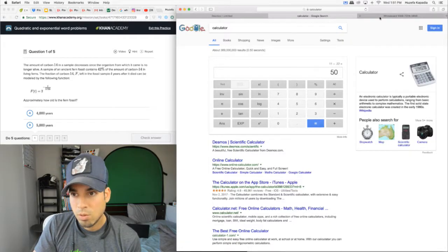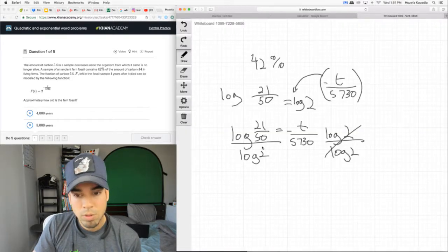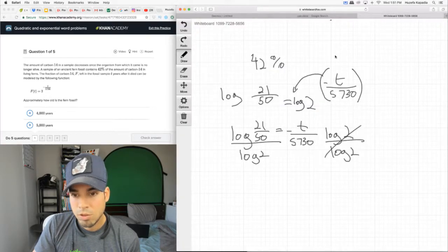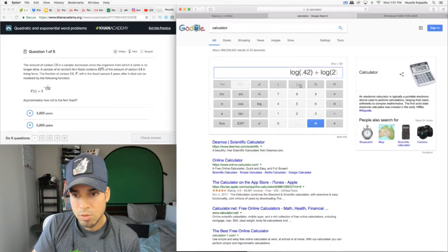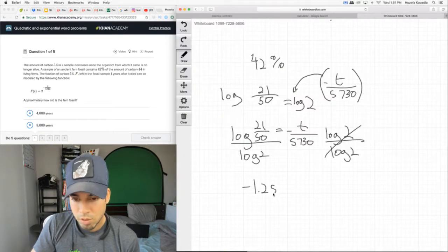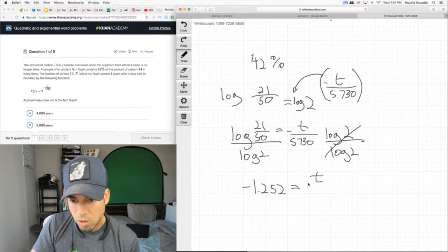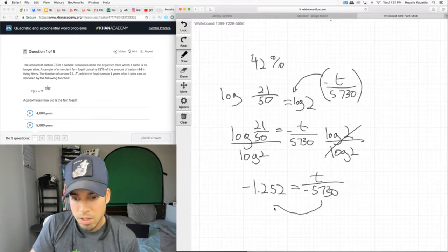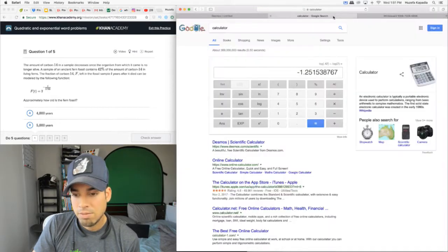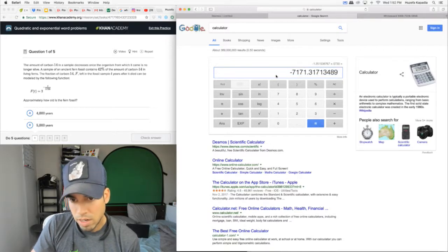It says approximately, right? So we do log of 21 over 50. I'm just going to say log of 0.42. So log of 0.42 divided by log of 2 equals negative 1.252. Negative 1.252, I rounded to the nearest thousandth, equals negative T over 5730. I'm just moving this negative to the 5730 to be easier. Then we multiply the left side by this value to isolate T. So we take our answer and multiply by negative 5730. So I'll just multiply it by positive 5730, and I know our answer is negative.